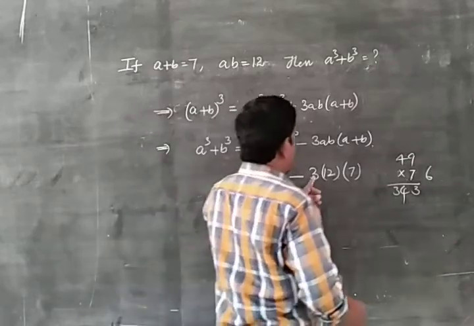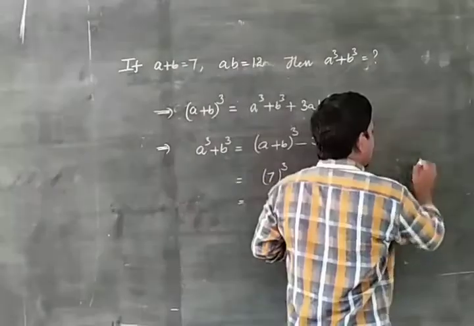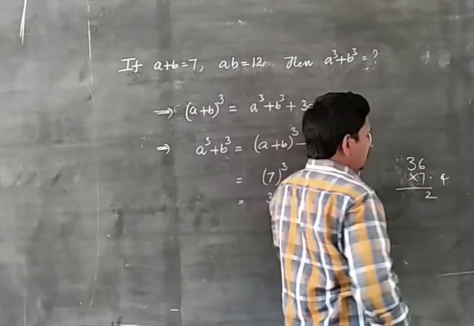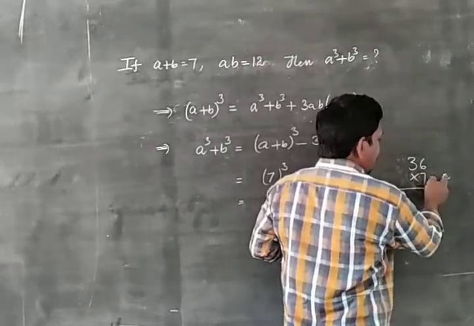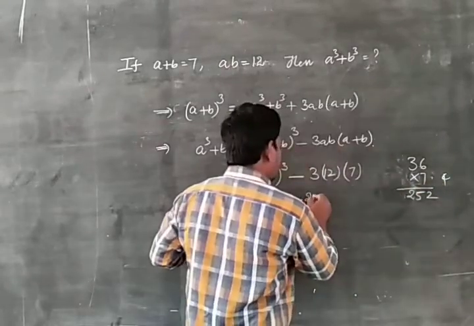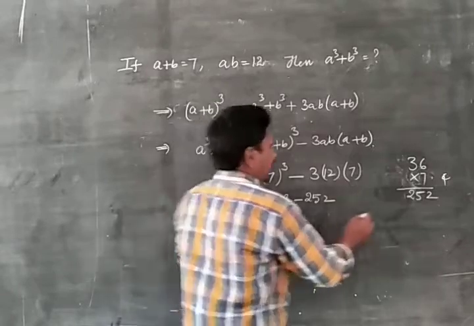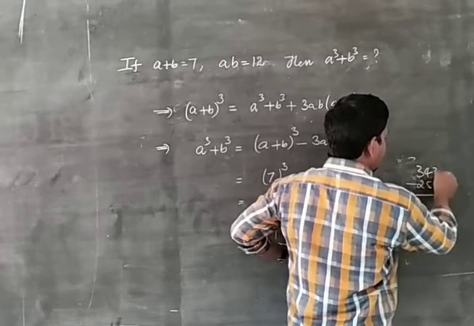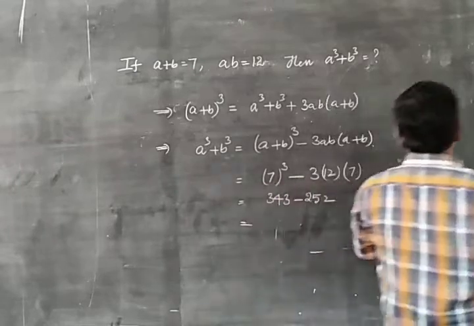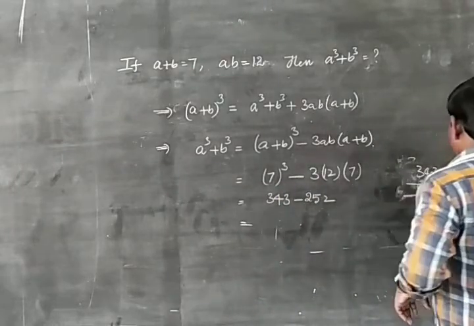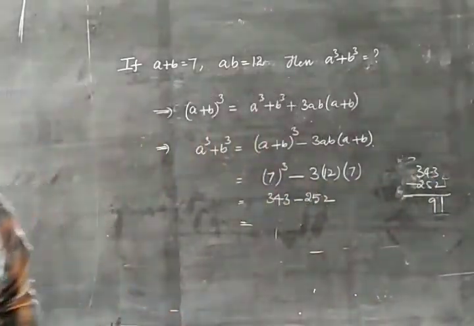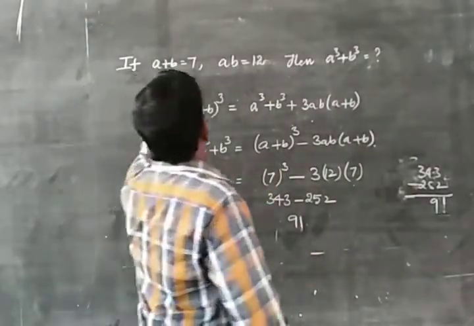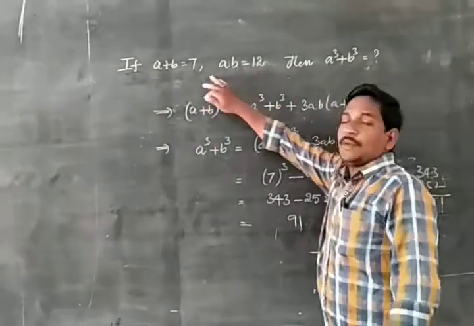343 minus 3 12s are 36, 36 into 7. 7 6s are 42, 7 3s are 21 plus 4 is 25, so 252. 343 minus 252 equal to 91. Okay, 91.